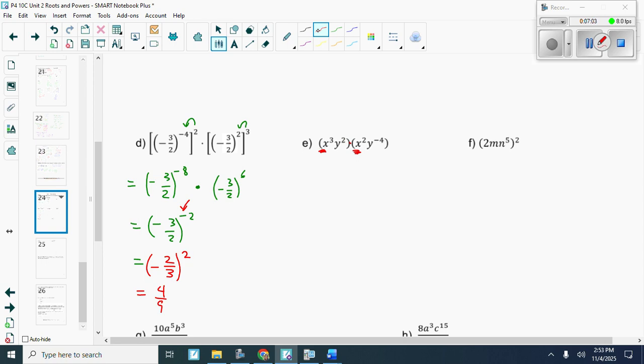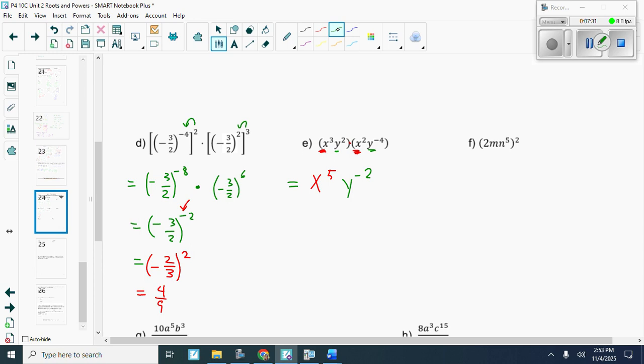So with our x's, we can just add our exponents, so we have x to the power 5. And then our y's, same base, we can add our exponents. 2 plus -4 is -2. Do you see how our integer skills are now coming into play in our exponent unit? We're almost done, but not quite, because we do have a negative exponent. That means we just have to write the reciprocal of that.